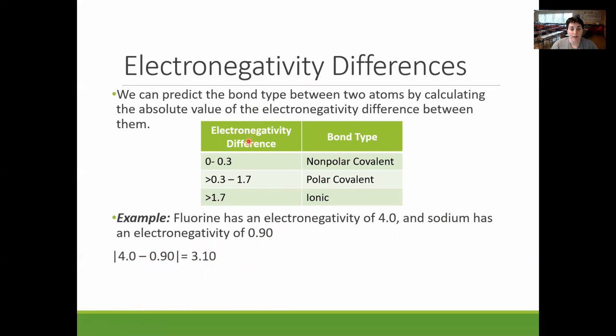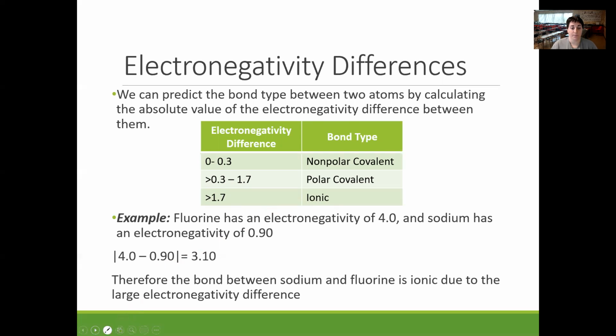If I look at the chart, 3.1 falls into this category. It's greater than 1.7, which means that the bond between sodium and fluorine is ionic, due to that very large difference in electronegativity.